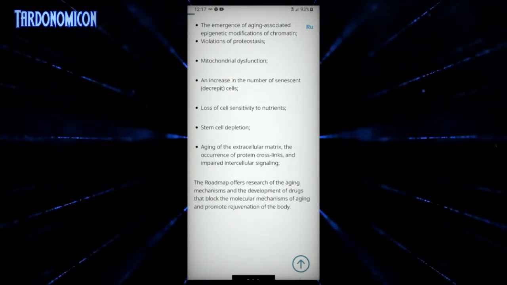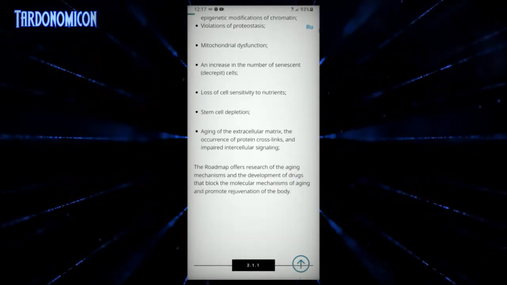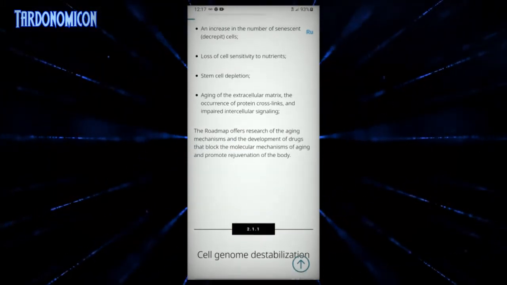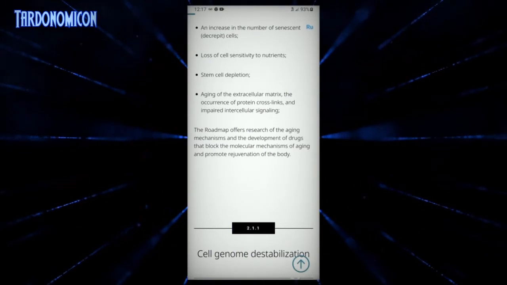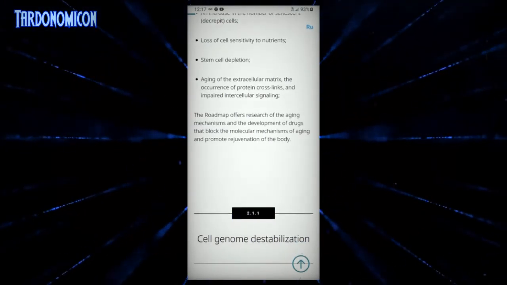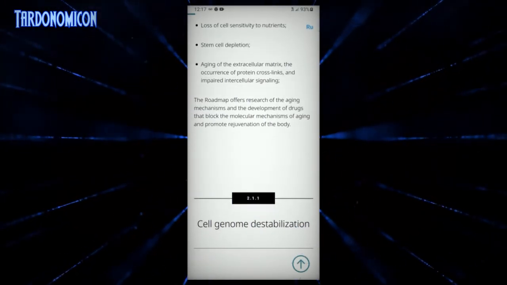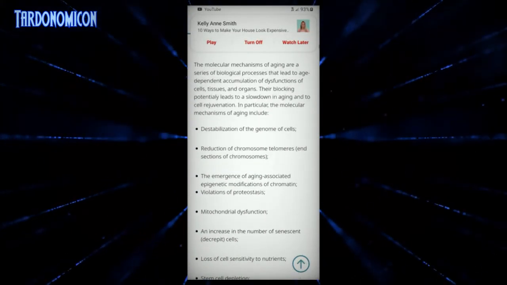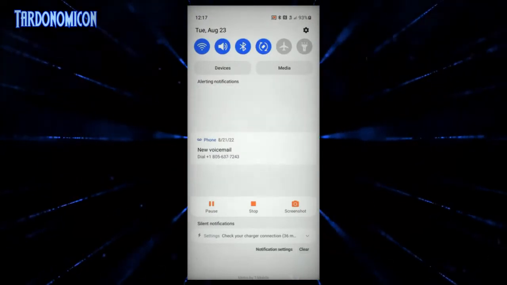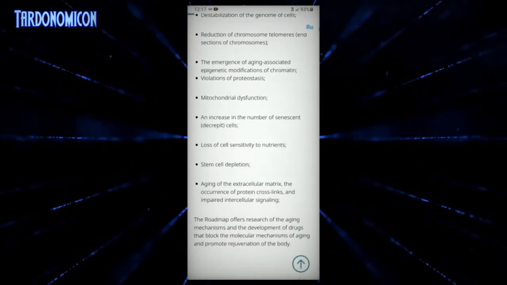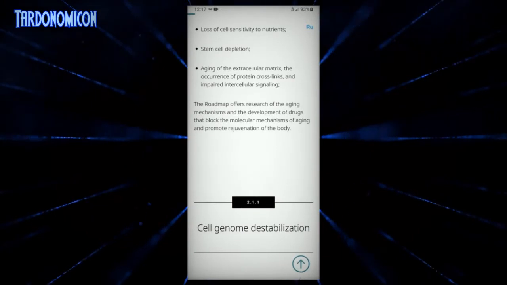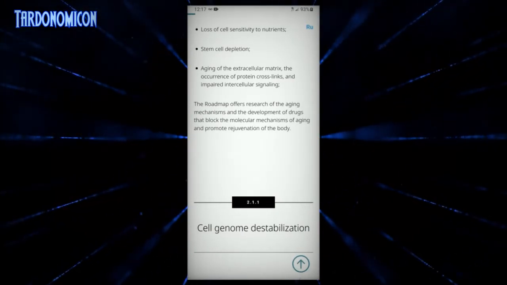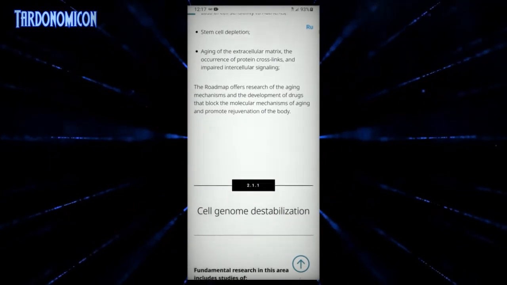Loss of cell sensitivity to nutrients, again, that's something they need to reverse. Stem cell depletion, how can we fix that? Well, with stem cell therapy, of course. Aging of the extracellular matrix, occurrence of protein cross-links, and impaired intercellular signaling. So as you can see, aging is not one thing, and that's what's important to understand. Aging is a multifaceted thing. The roadmap offers research of aging mechanisms and the development of drugs that block the molecular mechanisms of aging and promote rejuvenation of the body.